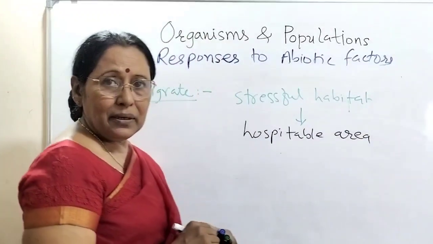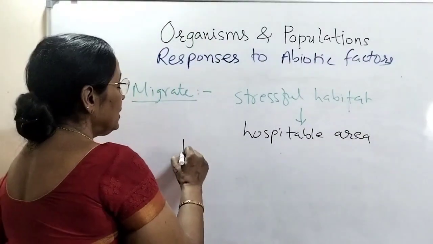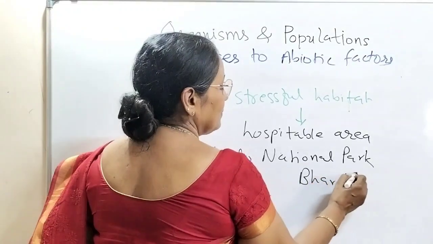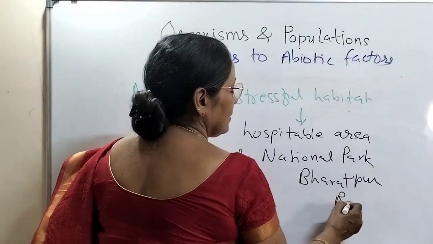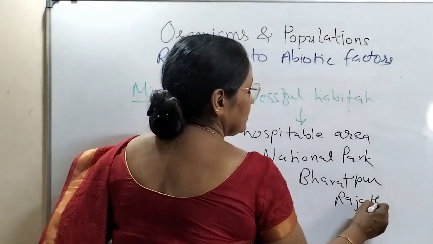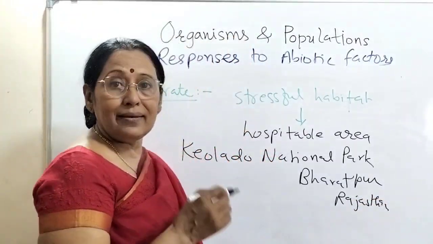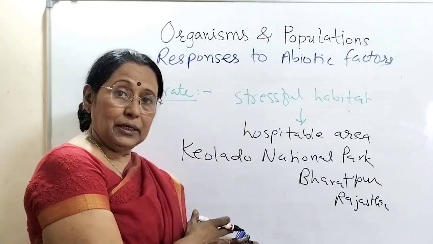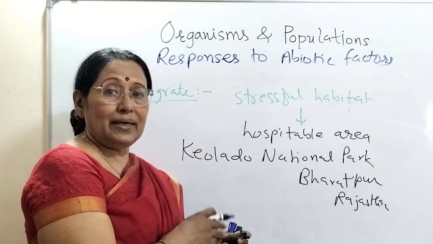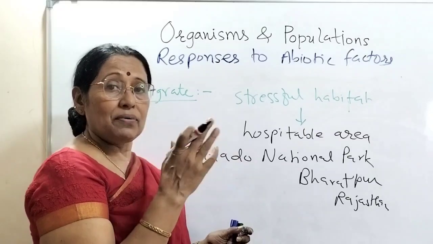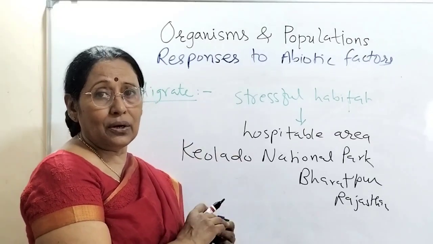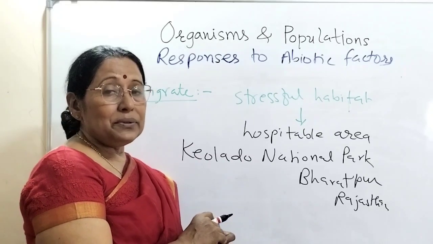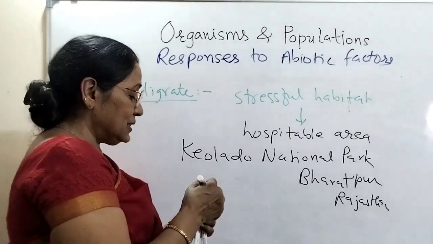For example, you will find that in Keoladeo National Park, Bharatpur, Rajasthan, the Siberian cranes come from Siberia. They visit Bharatpur and live here for their entire winter duration, and then when the cold reduces there, they return. This is migration. Now the last one is suspend.